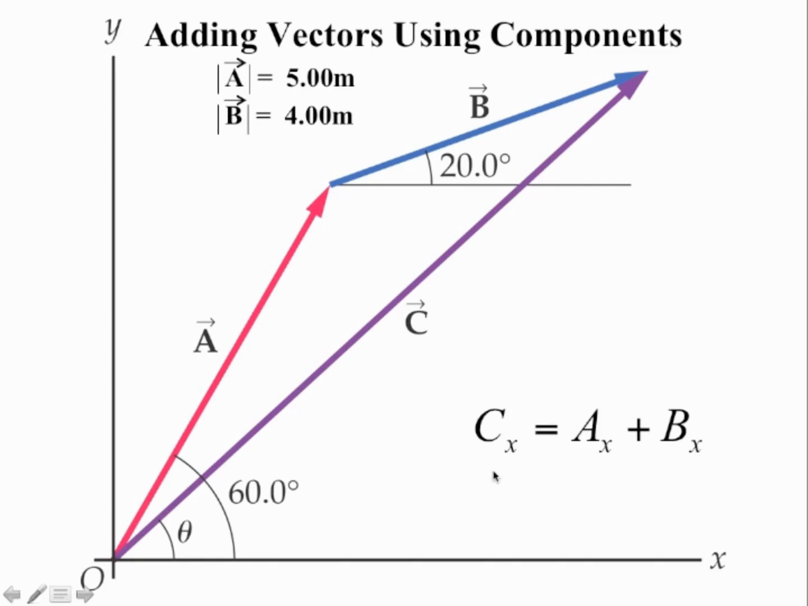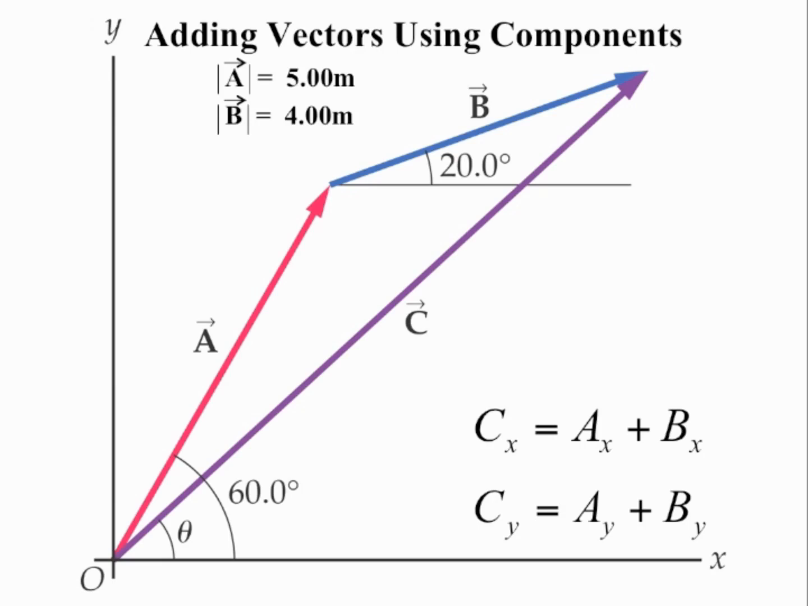So this equation here, c sub x equals a sub x plus b sub x, simply means that the magnitude of the horizontal component of the resultant vector C equals the magnitude of the horizontal component of vector A plus the magnitude of the horizontal component of vector B. And we can also say that c sub y equals the magnitude of the vertical component of vector A plus the magnitude of the vertical component of vector B.